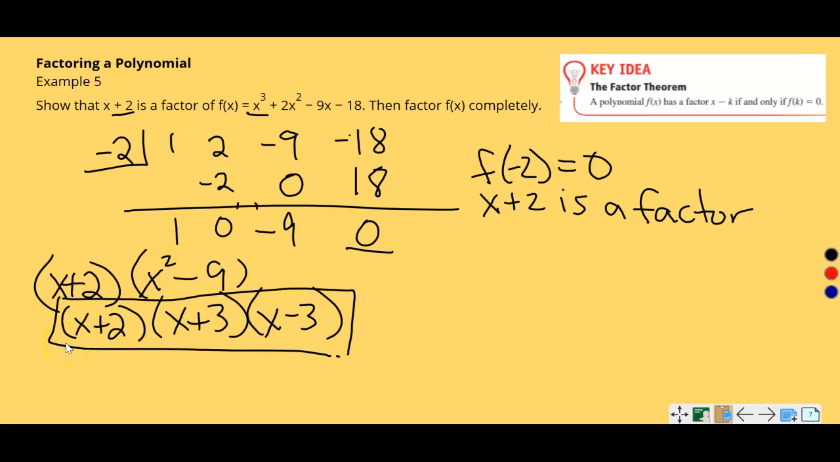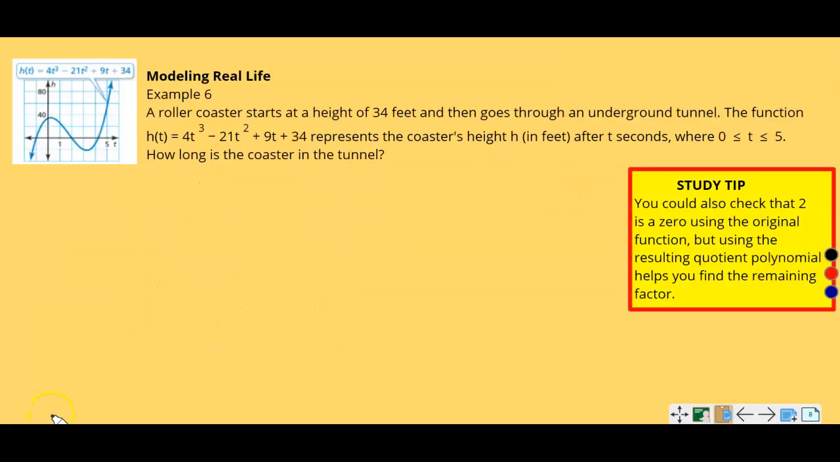Both factoring and determining whether a binomial is a factor of the polynomial is important to state standards. Almost always, this is something you will see on your EOC at the end of the semester. So not difficult, just something you have to remember.